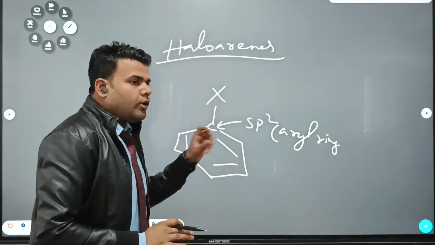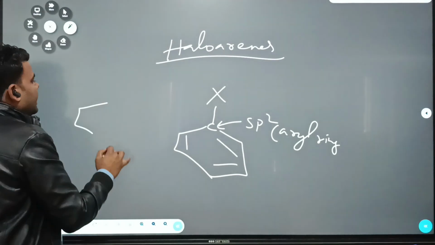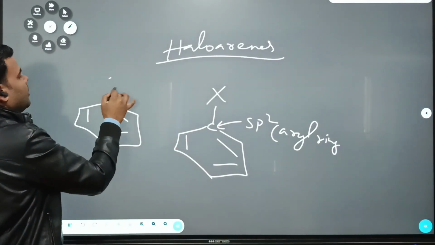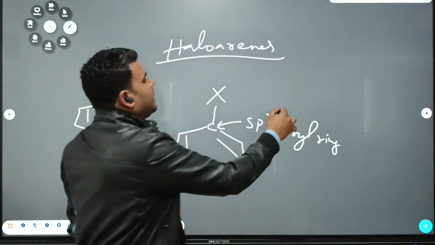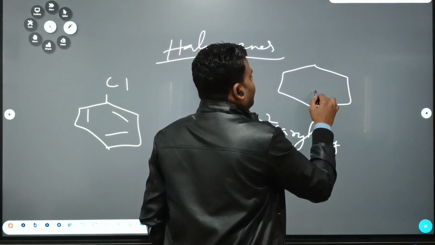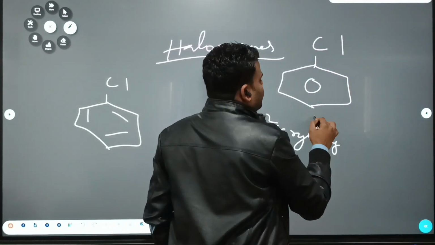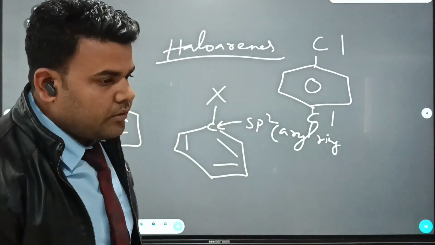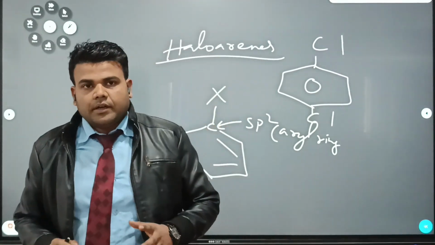Now even haloarene can be further classified as monohaloarene, that means only one halogen, or dihaloarene, that means with two halogens, or trihaloarene. Is that clear? I hope it is clear. This much regarding this point.